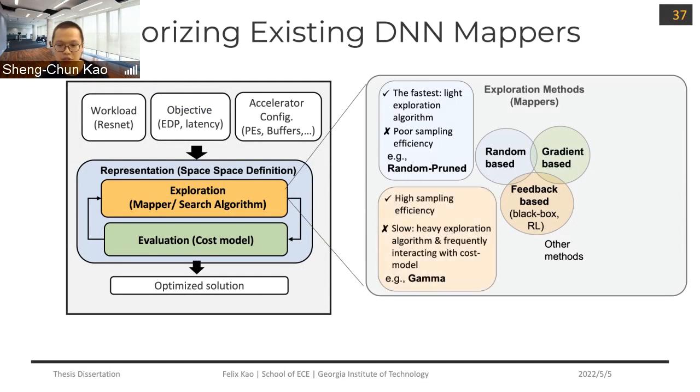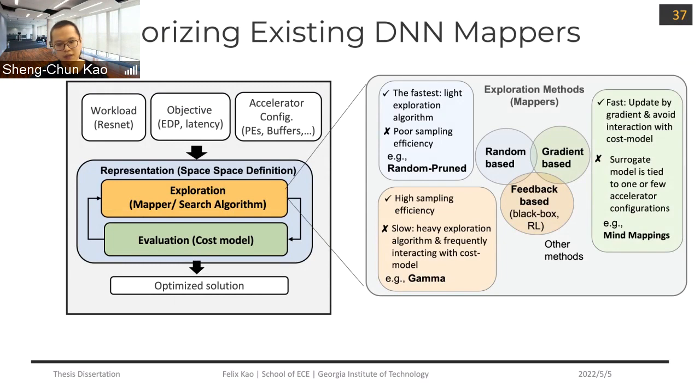Next, we categorize black-box and reinforcement learning into the same category and call it feedback-based. They, in general, use a learning algorithm to interact with the cost model to improve their sampling algorithm over time. Therefore, they have higher sampling efficiency. However, it is slow because they have a learning algorithm to optimize and also need to interact with the cost model. We use Gamma to represent this category.